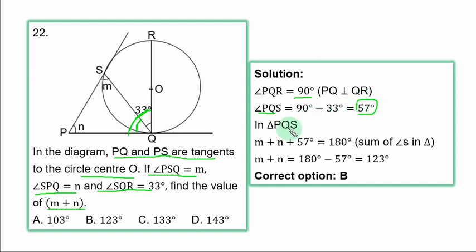In triangle PQS, if you add the three angles, their sum is 180 degrees. To get M plus N, simply transfer plus 57, and you have 180 minus 57, and that is 123 degrees. So B is the correct option.